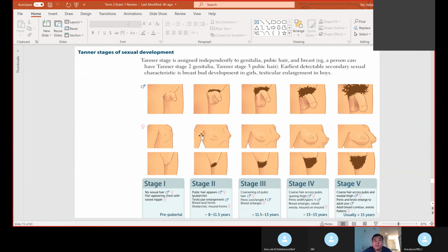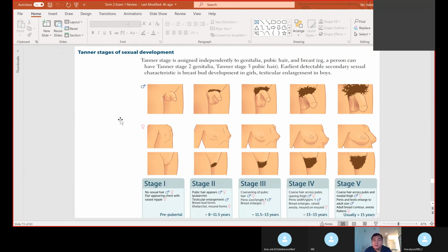Again, Tanner stages of sexual development. This is important when you go to the clinicals for OSCE. Tanner means you assign a stage to the genitalia, the pubic hair, and the breast separately. So a person can be Tanner stage 4 in the breast, Tanner stage 3 in the pubic hair, and Tanner stage 2 in genitalia. So it varies. That's the point.